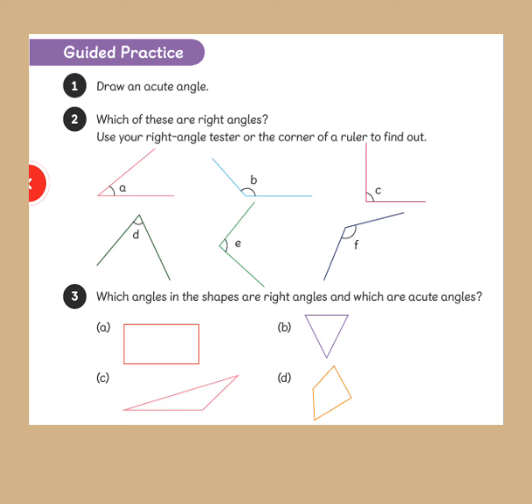Great. Now, I'd like you to draw out the shapes in number 3 and mark on the acute angles and the right angles. Now, remember to mark them out using a square for a right angle and a curve for an acute angle. Off you go.